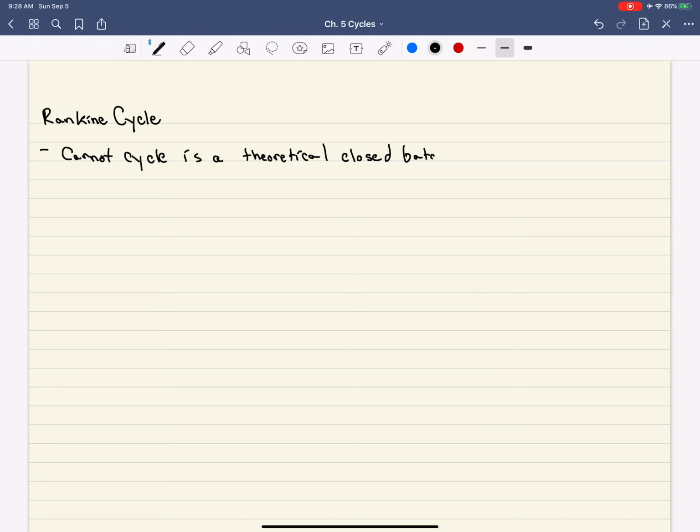It's a closed batch process. And one of the main reasons for that is it's hard to get a frictionless piston. It's also pretty hard to actually do an isothermal expansion, so there's no easy way to implement isothermal expansion. So there are many reasons why the Carnot cycle has never been achieved in real life.